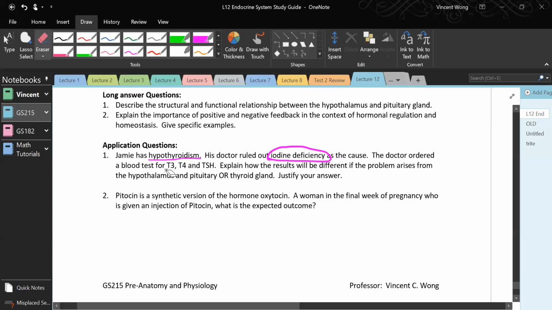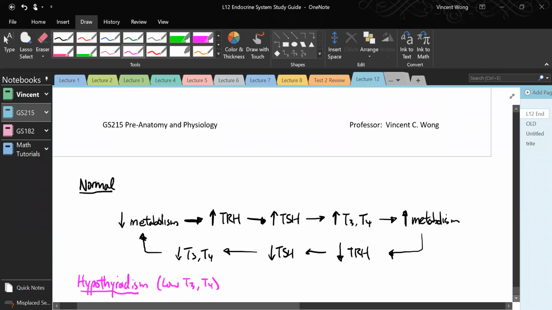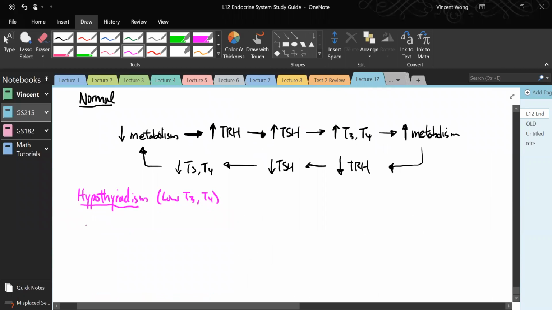Yeah, so he did a test for T3, T4 and TSH, explaining how the results will be different if the problem arises from hypothalamus, pituitary, or thyroid. Okay, so let's see. Look at this path. If the problem is a hypothalamus, okay, hypothalamic problem, okay, what would you expect?